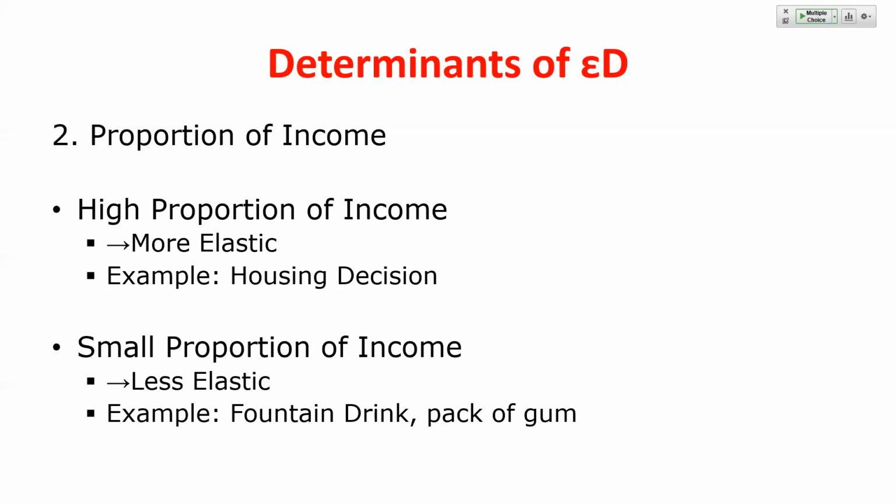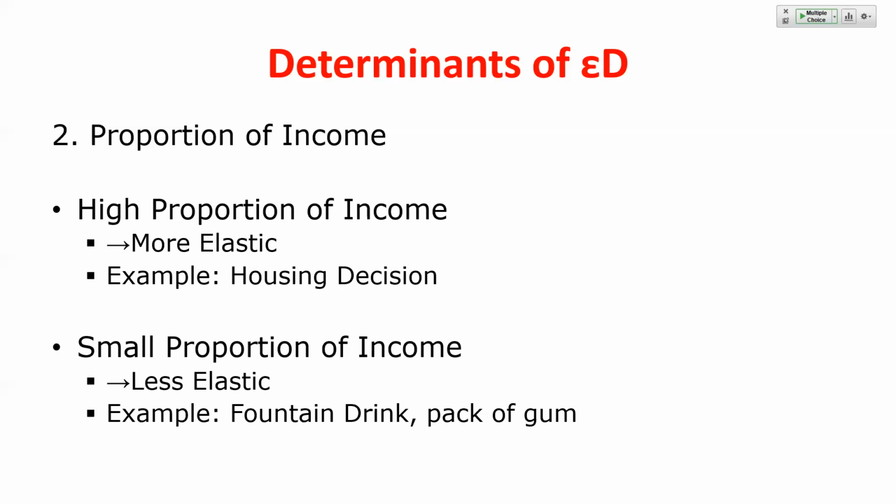On the opposite end, if it's a high proportion of my income, like a house, what tends to happen when people are making housing decisions? They're really, really patient, right? And they'll wait months and months to find the perfect house, or to find the perfect house at a reasonable price. They will be much more responsive when they're looking at the price of a home, because it's a huge percent of their overall income. So that's how the proportion of income influences demand as well.